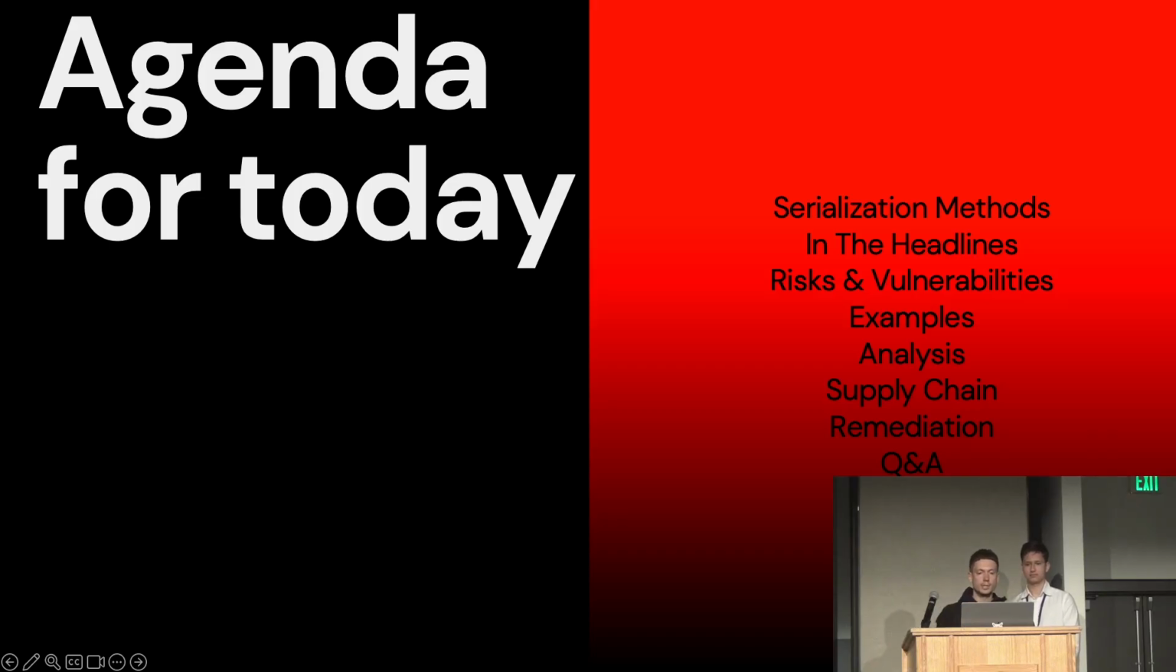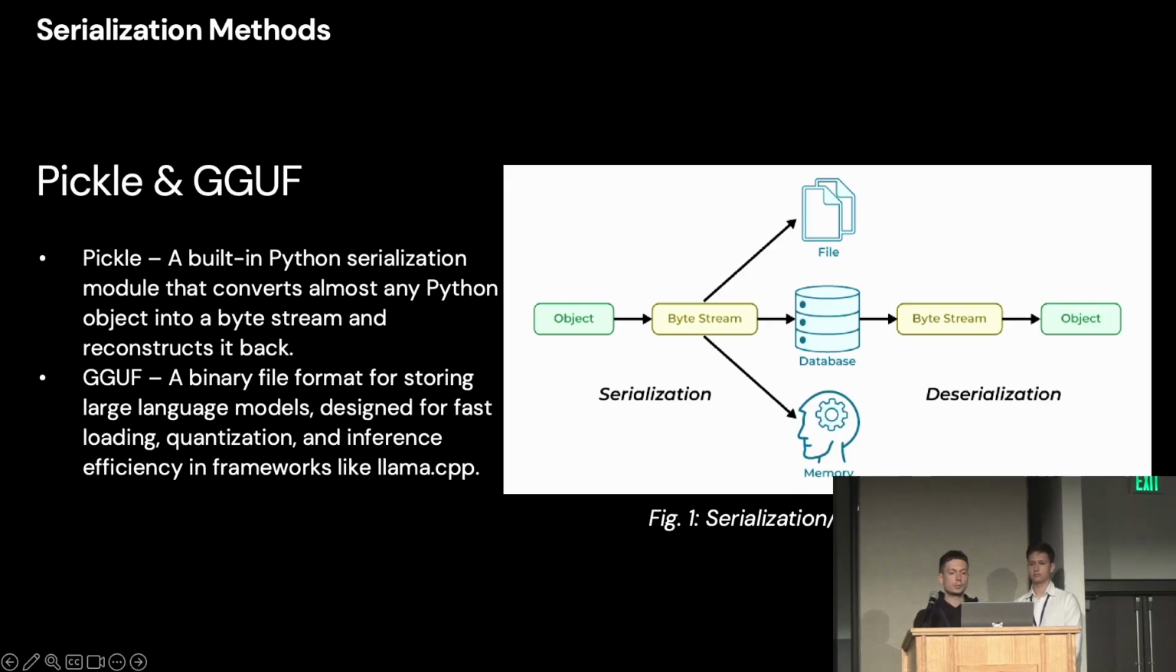All right, let's start with the fundamentals. What are Pickle and GGUF, and what's the difference between them? Serialization is the process of turning live objects into bytes and then back again. Pickle is the Python native serializer, and it can capture almost anything, like classes, functions, tensors. But as you probably imagine, this flexibility is convenient, but at the same time it is also dangerous, because the data becomes code during loading.